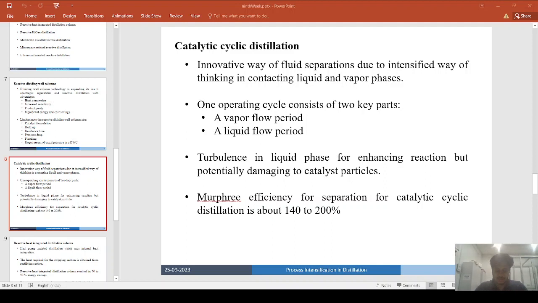Now coming to that, you can also include turbulence. The turbulence in the liquid phase for enhancing the reaction can be included, but employing such turbulent flow can potentially damage the catalyst particles.